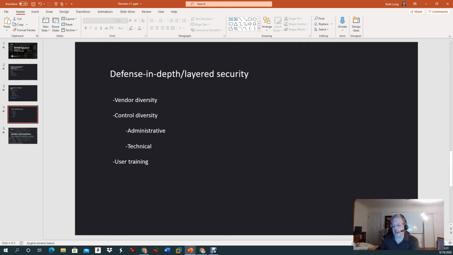And some of the bad guys are time efficient. They want to put in the least amount of time and come up with the most amount of money. So the harder you make it, the more chance that they'll move on to somebody else. Sort of like leaving your car unlocked or leaving the keys in the ignition. Well, it's low-hanging fruit. Control diversity, administrative and technical.